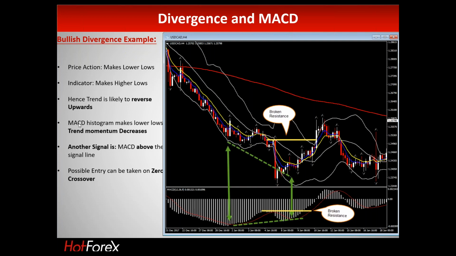So what does that mean? It means if you see the MACD histograms making higher lows, that means that the trend momentum decreases. Since we're in a downwards movement, this downwards momentum is seen running out of steam, is seen decreasing. So that's an indication that bulls are entering the market and that bears are losing control of this asset. So this is a bullish divergence signal indicating that the trend is likely to reverse upwards. And that's what indeed happened.